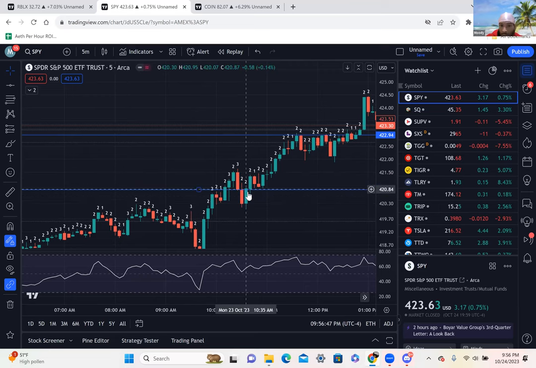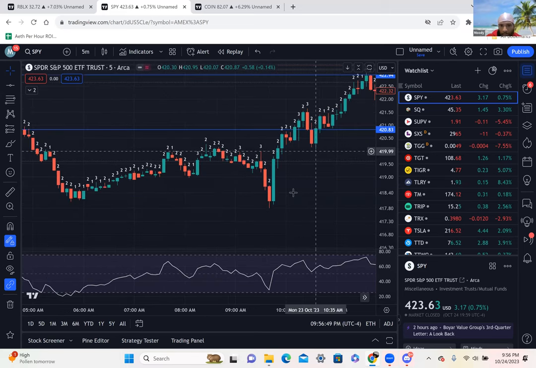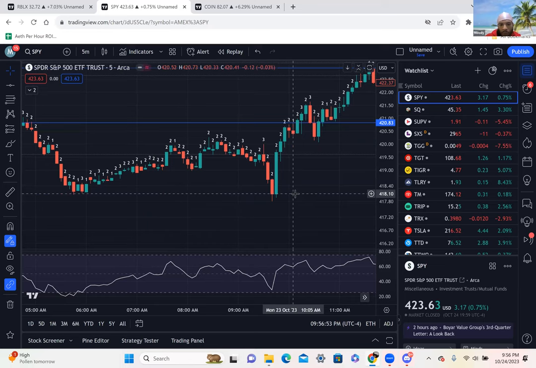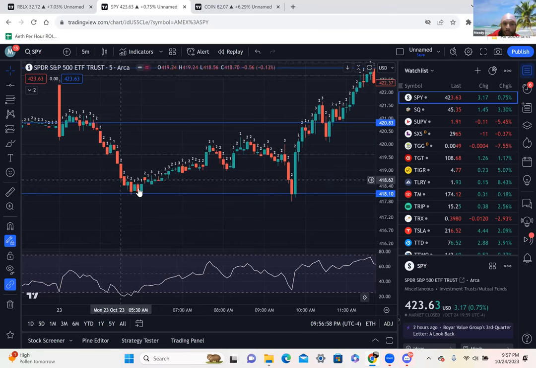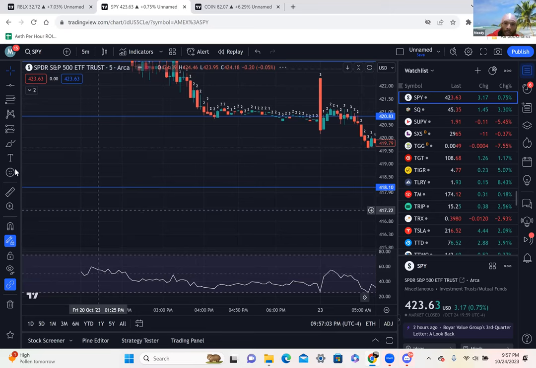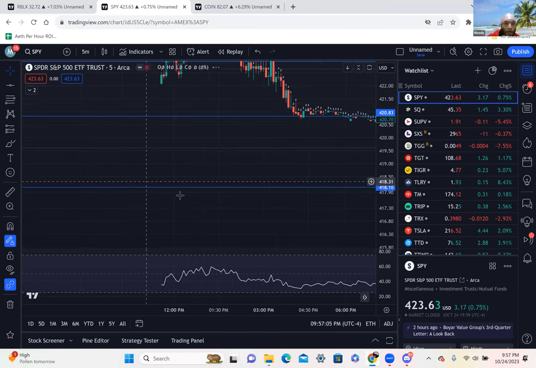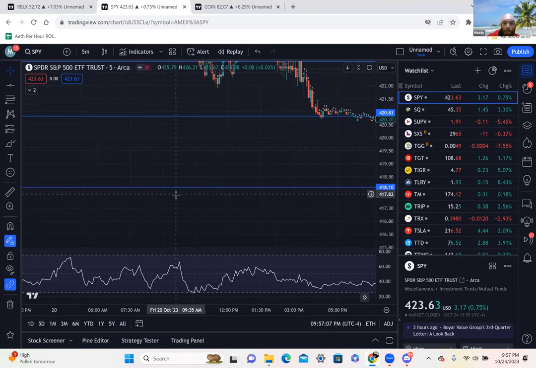So those are the things that I look for, right? Here, no joke, there goes another one right here. Tweezer bottom reversal. So as soon as I put that support there and I come over here, I'm able to see that yeah, that is a support, and I see how they bounced off of that. You know what I'm saying? I'll have to go a little further back, but that's what it is.